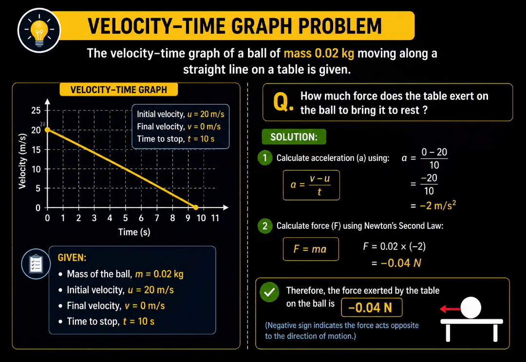Now, according to Newton's second law of motion, force is equal to mass into acceleration. So, F is equal to m into a. Putting the values, F is equal to 0.02 multiplied by minus 2. Therefore, force is minus 0.04 newtons. The negative sign shows that the force acts in the opposite direction of motion. Hence, the table exerts a force of 0.04 newton on the ball to stop it.